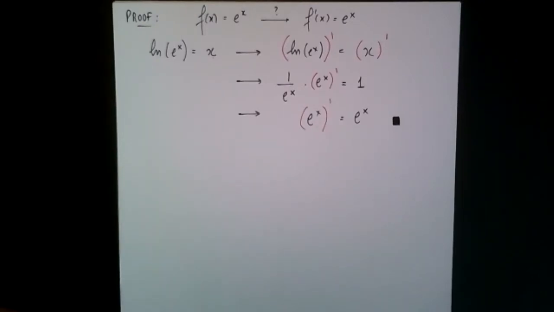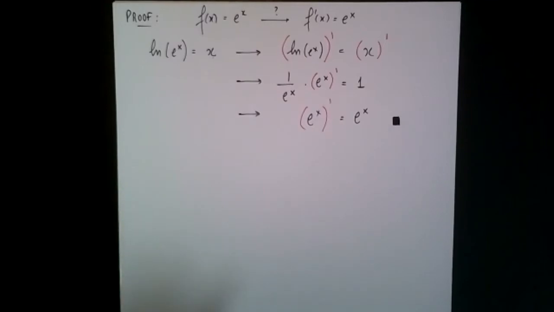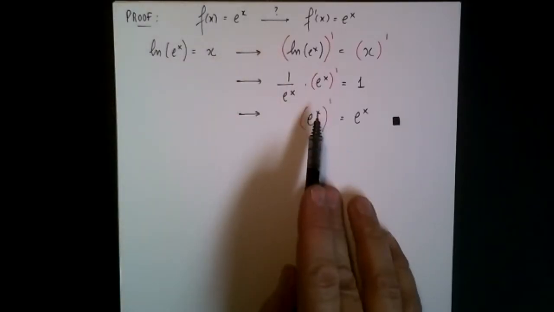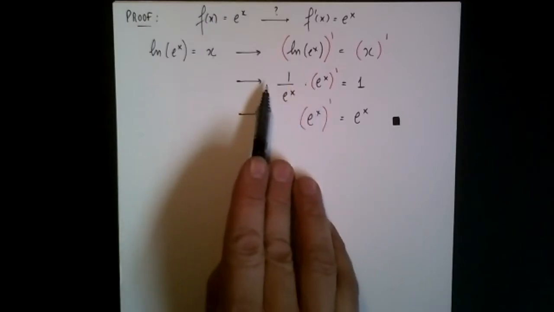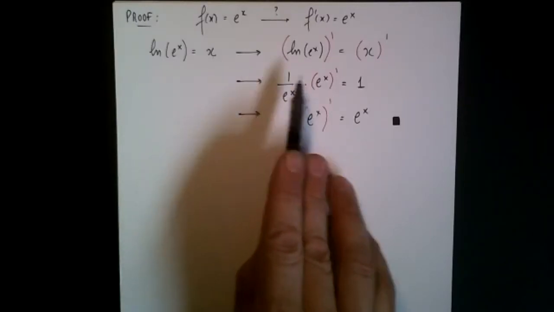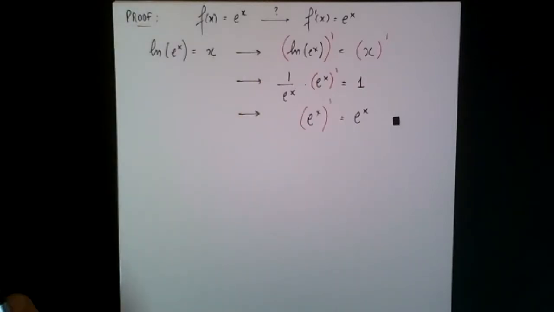Any questions? Okay, excuse me, how did you turn the 1 over e to the x, the fraction just above that, into e to the x? Oh, from here to here? Yeah. I just multiply both sides of the equation by e to the x. Oh, okay. Yeah, it makes sense. Thank you.